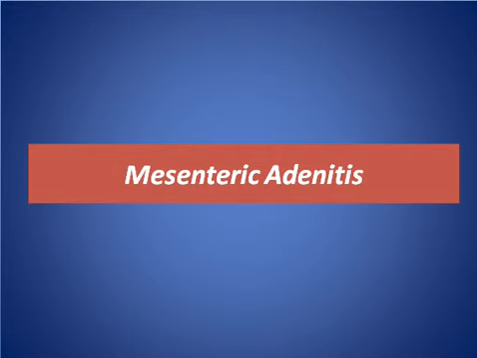My topic today is about mesenteric adenitis. What is mesenteric adenitis? It is a self-limited inflammation of mesenteric lymph nodes, usually occurring in the right lower quadrant, and the patient with this presentation can mimic appendicitis. Also, the patient presents with focal abdominal pain, fever, and leukocytosis.